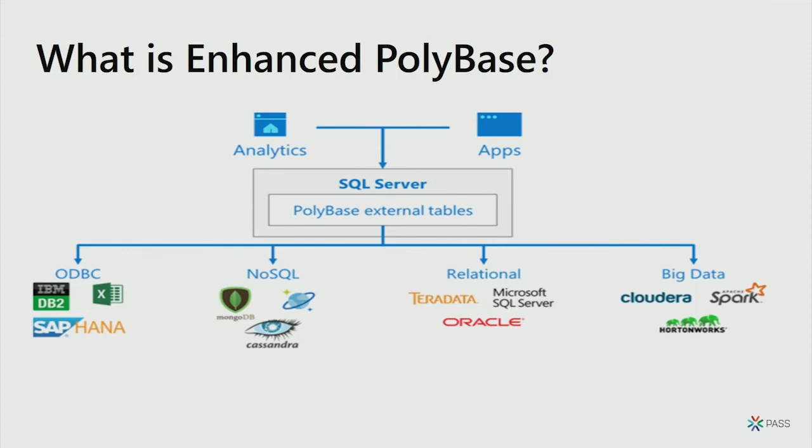So what is Enhanced PolyBase? Again, lots, as Bob Ward likes to say, lots of icons up there on what it supports. Anything ODBC down to Excel. NoSQL, whether it's Mongo, Cosmos, Cassandra. All your other typical relational databases. And then still your big data like Cloudera and Hortonworks, but now also Apache Spark, which has kind of taken over the Hadoop space.